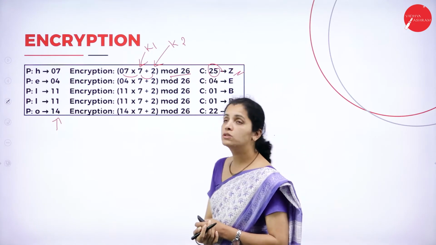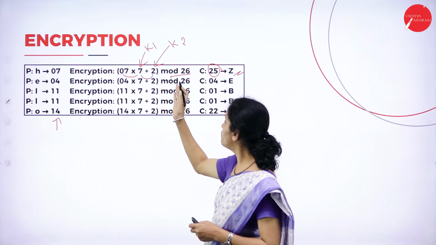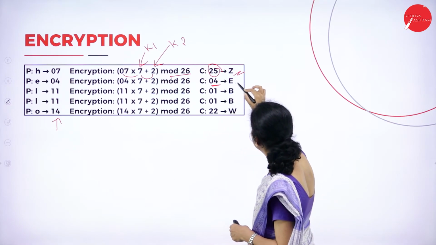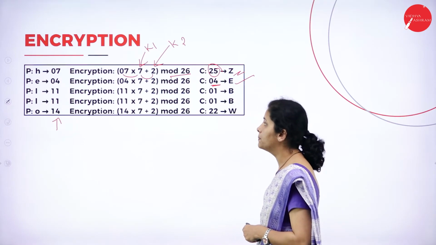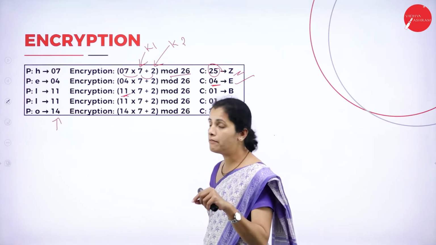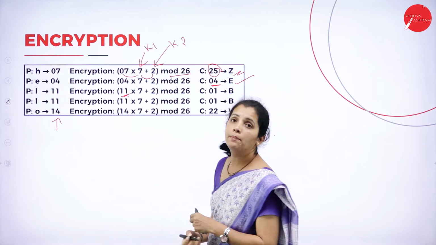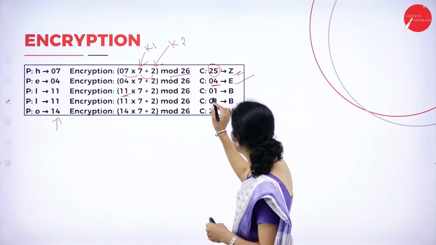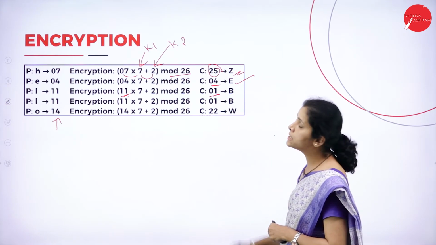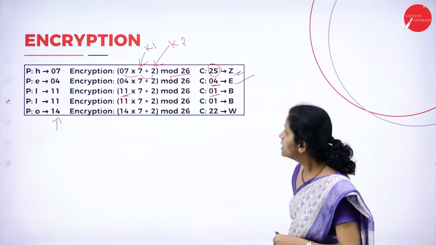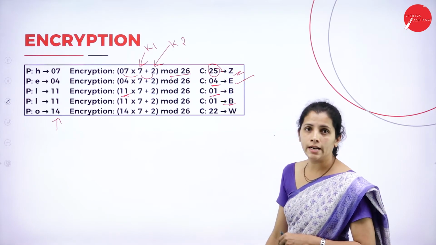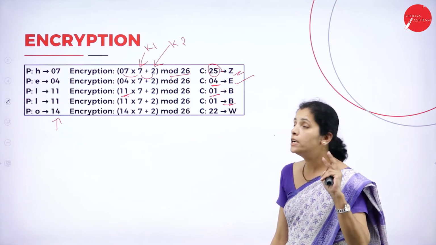Here 4 into 7 is 28, plus 7, perform modulo, and you're going to get the remainder 4. So what is the letter for 4? It is E. And if I consider 11 into 7 plus 2 and perform mod 26, whatever remainder you get, write it down, and it is 1. What is present at location 1? It is B. Now if I consider the second one, I'm going to get the same value, so here I'm going to get B twice.